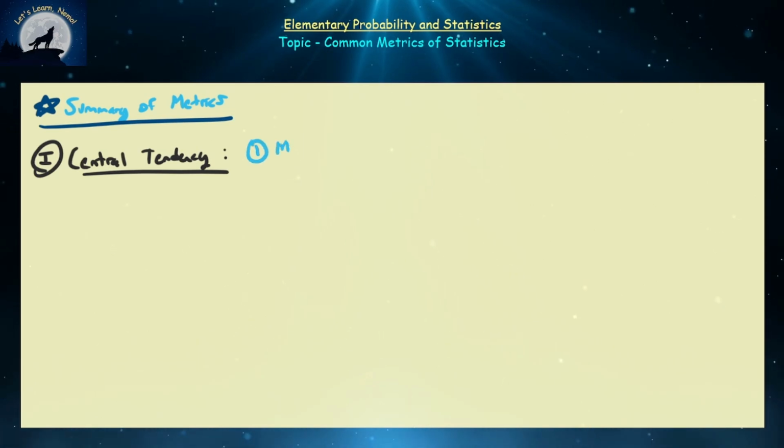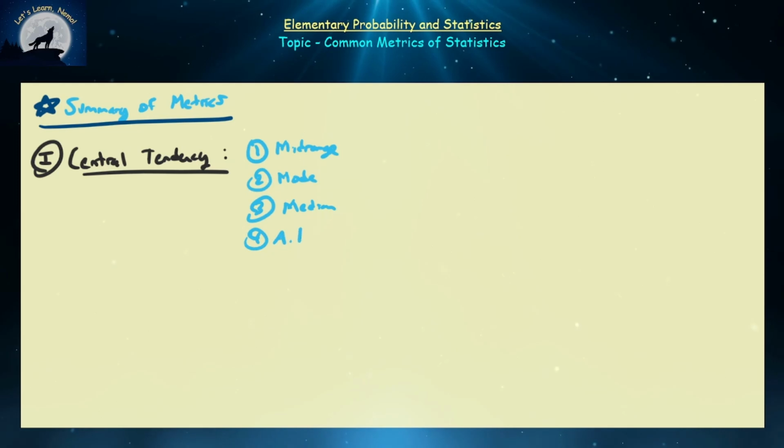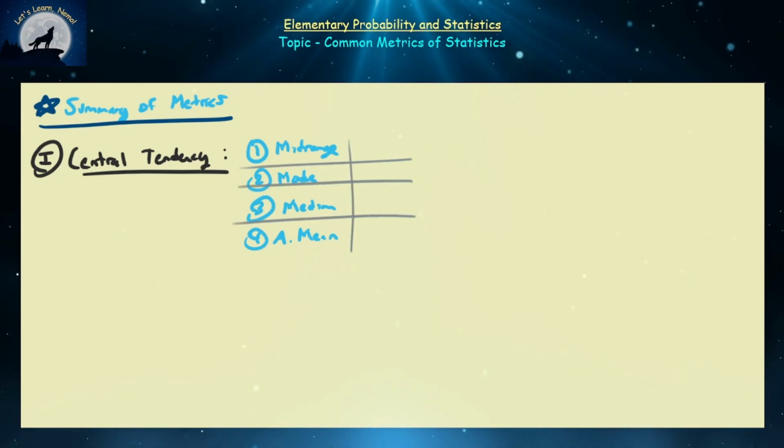So first we had the midrange. The second we had the mode. The third we had the median. And then the fourth we had the arithmetic mean. So what can we say about the robustness for each of these four? For midrange, was that robust? Obviously not, so that's not robust, so I'm just going to write NR.